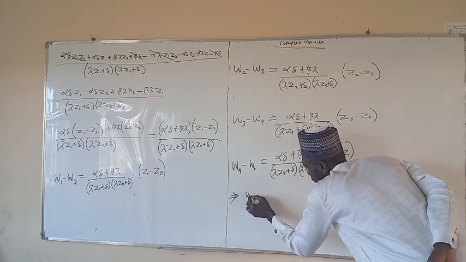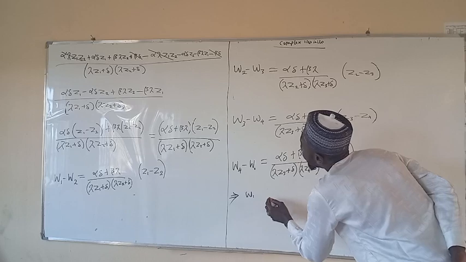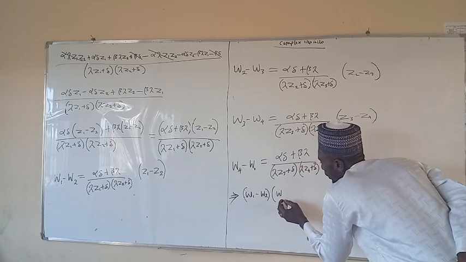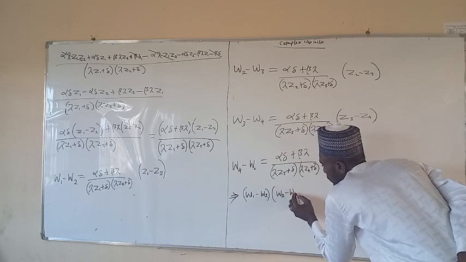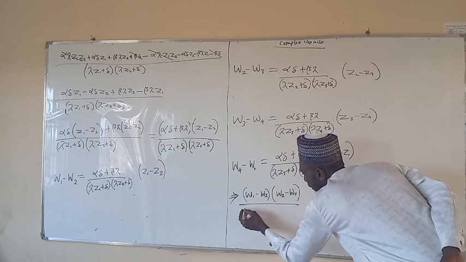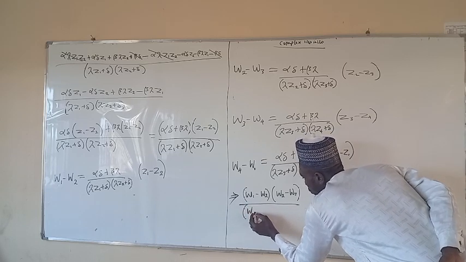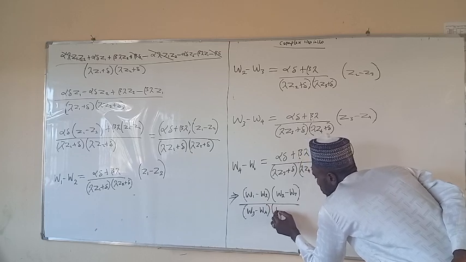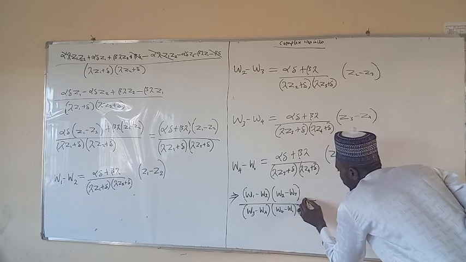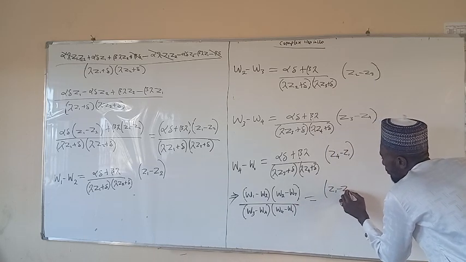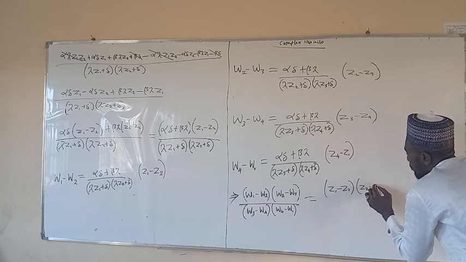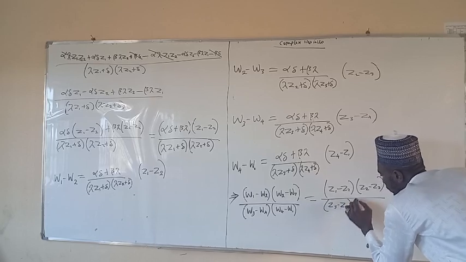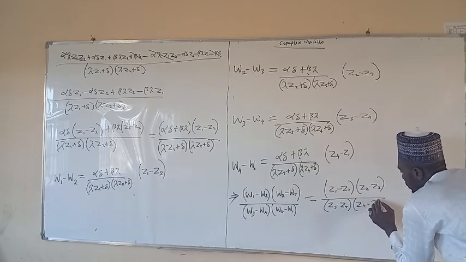which implies that omega 1 minus omega 2 into omega 2 minus omega 3 divided by open bracket omega 3 minus omega 4 into omega 4 minus omega 1 is the same thing as z1 minus z2 into z2 minus z3 all over z3 minus z4 into z4 minus z1.